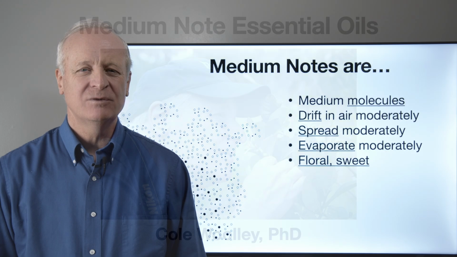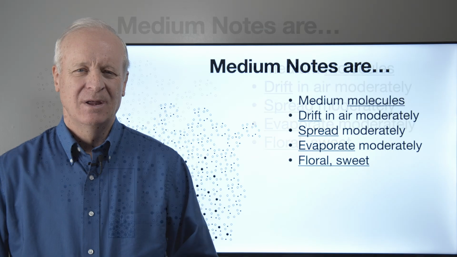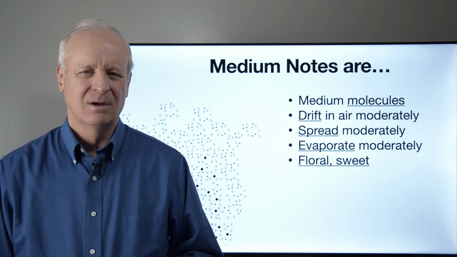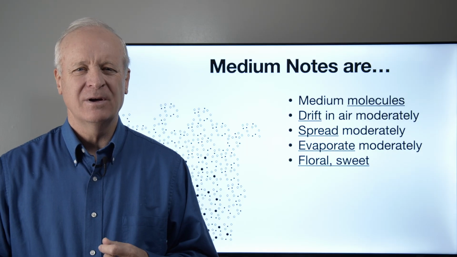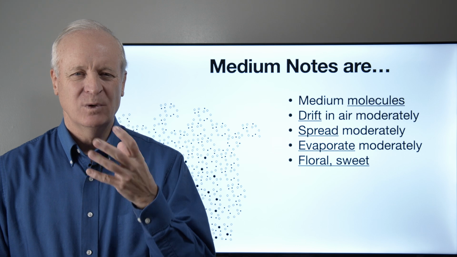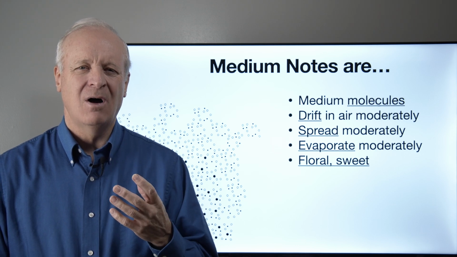Now, medium notes are very similar to the light notes. They move through the air quickly, not as quickly as the light notes. They get to their destination at the end of the room almost as quickly, and they tend to linger a little bit longer. But one thing that's very consistent about them, they're very floral and sweet smelling. And this is because they all contain oxygen.